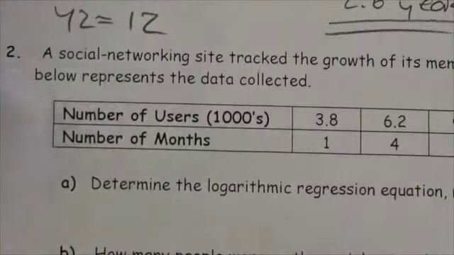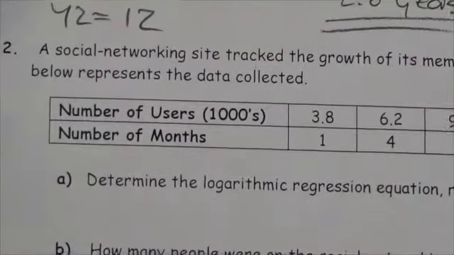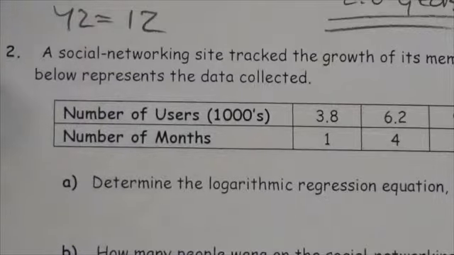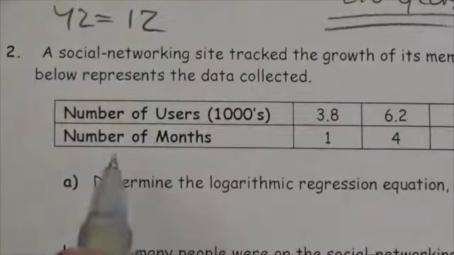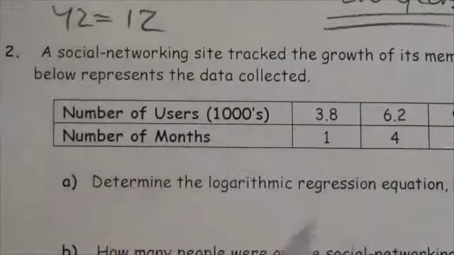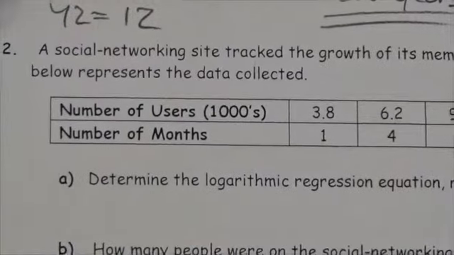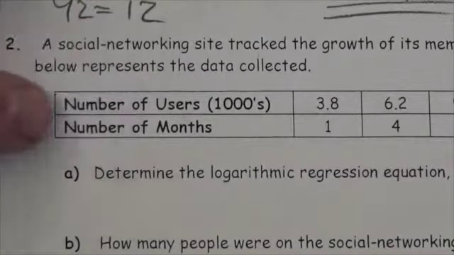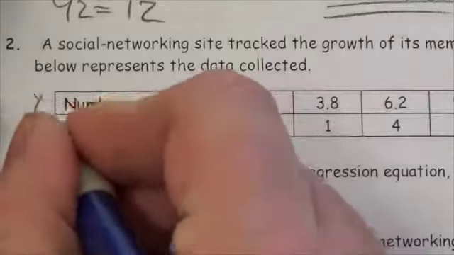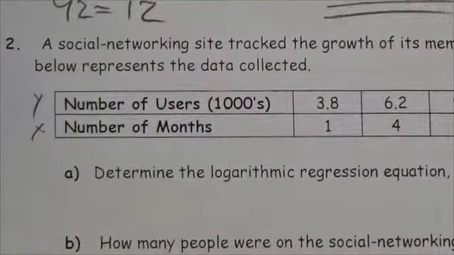Okay, so here we are with a similar sort of question to the one that we had just a little while ago. We've got this social networking site, tracking the growth of its members over the first 2 years. Here's the data collected: number of months, and probably the number of users. So I think we can safely assume that the number of months should be our x and the number of users should be our y.